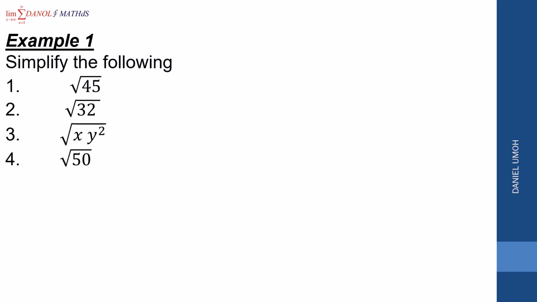Now the question here is, simplify the following. Remember, to simplify means to bring it to the lowest form, to the simplest form. Number 1, square root of 45. Then number 2, square root of 32. Then square root of xy squared. And then square root of 50. Now let's solve this together.